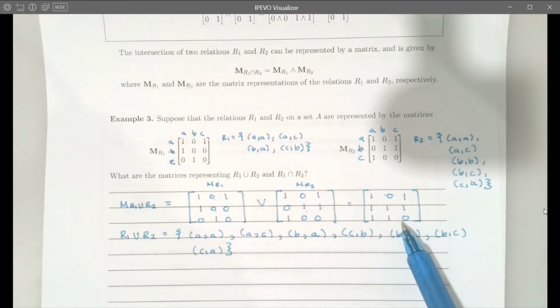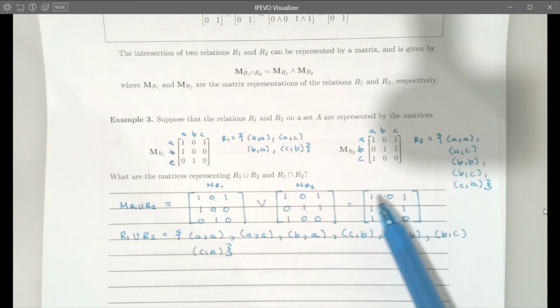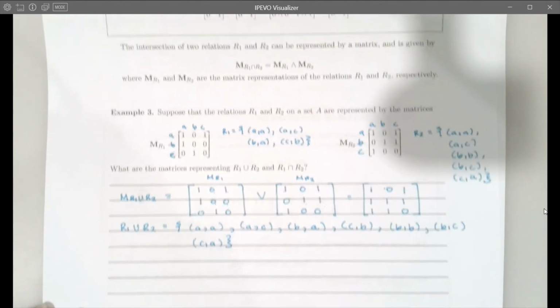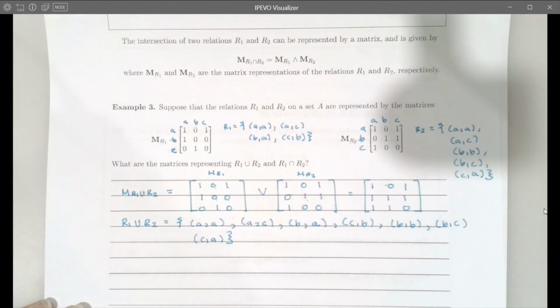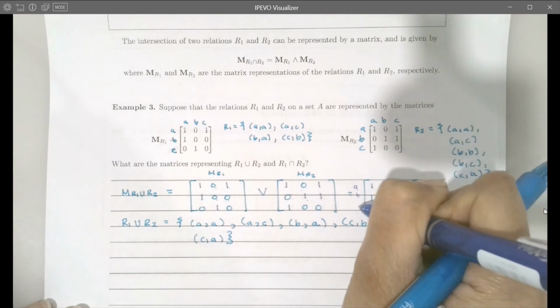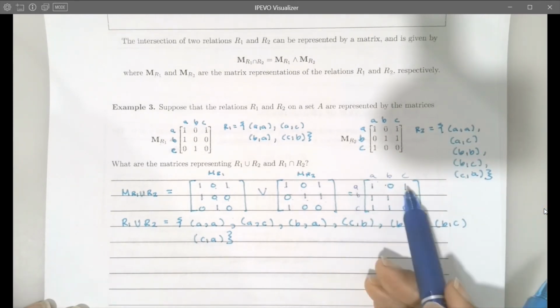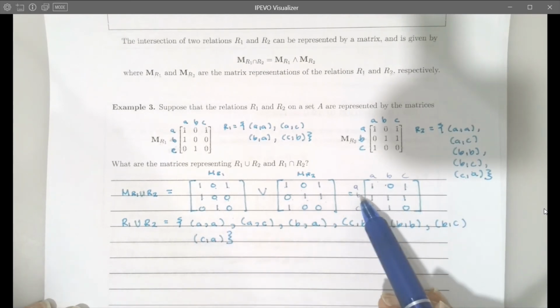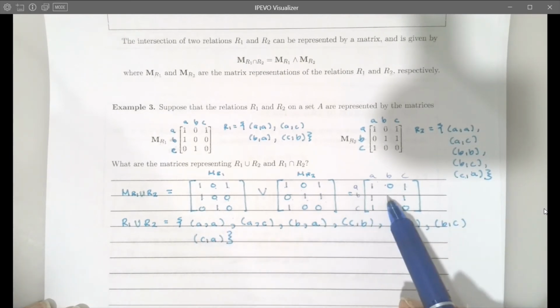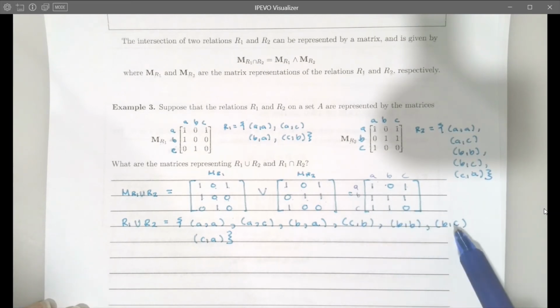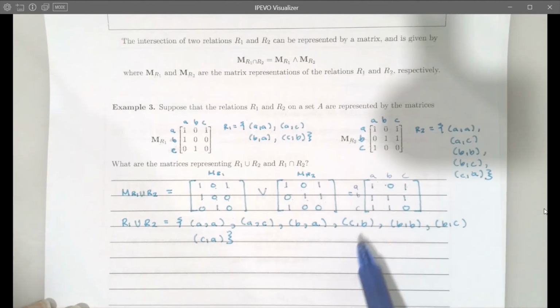If we compare that with the matrix that we got representing the union, we see there are 7 ones. So that means there are 7 elements. And if we were to write out what those elements are, we have A, B, C, A, B, C. It would be AA, AC, so that's these two here. BA, that's this one. BB, that's here. BC, that's here. CA, so that is here. CB, that's here. And that's it. So those would be all the elements.